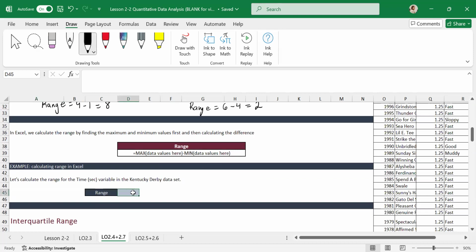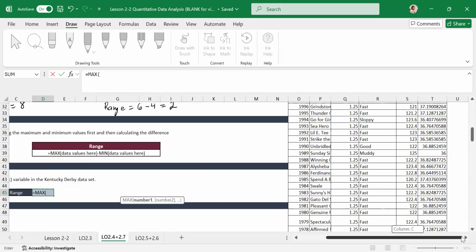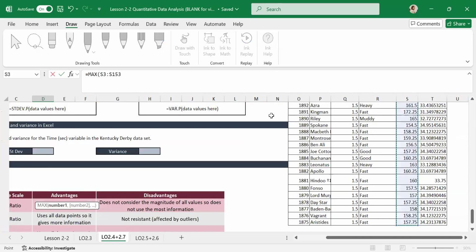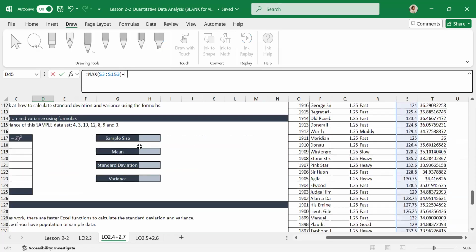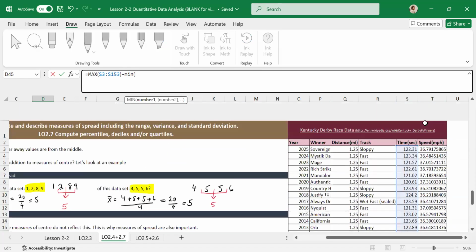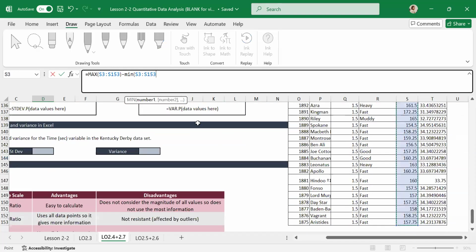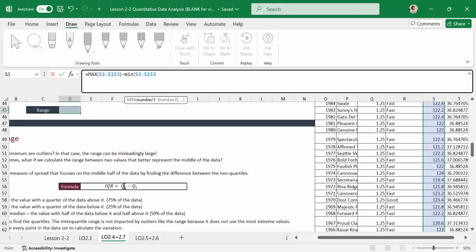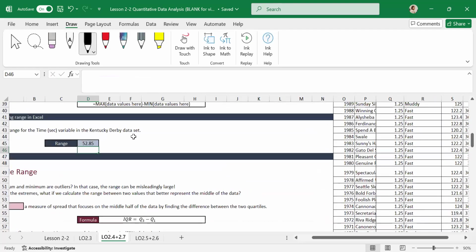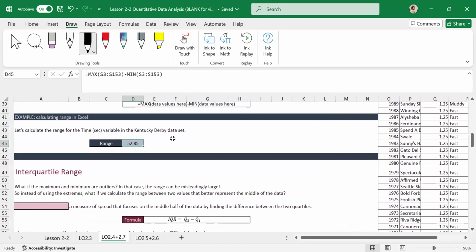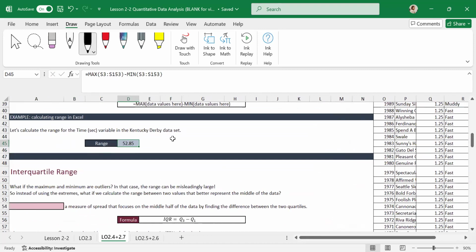So let's say we want to find the range for the time it takes to complete the Kentucky Derby. All formulas start with an equals. I would start with a max formula. Select all the times from S3 to S153, and then I would do the min again for the exact same range from S3 to S153. Close the bracket and press enter, and there's the range. So there's a range of 52.85 seconds.